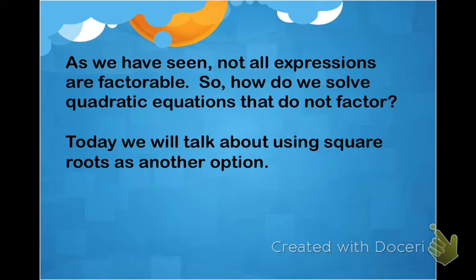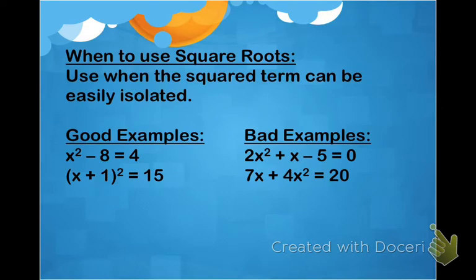So we have to have some other options, and we're going to talk about 3 more options other than factoring. The first one we're going to talk about today is using square roots. This is another one that's really easy, but it doesn't always work. And so when you are able to use square roots is when the squared term can be easily isolated.